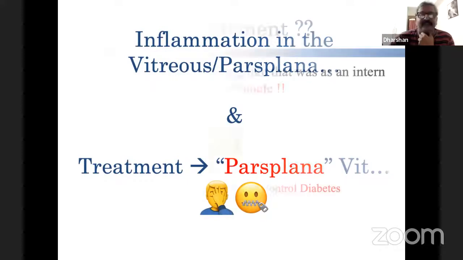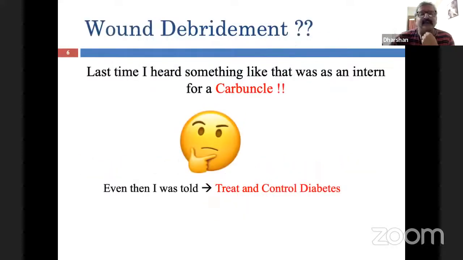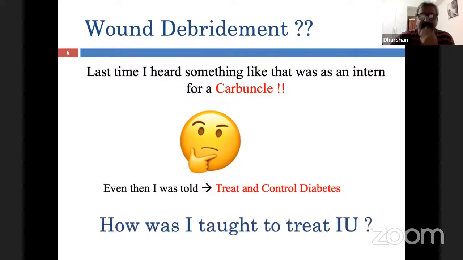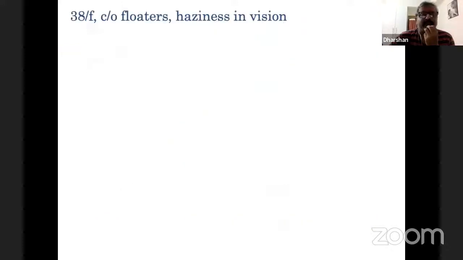But remember this condition. It is an inflammation of the vitreous and pars plana, and we are thinking of treatment with a pars plana vitrectomy. And it's really scary. The last time I heard about this was wound debridement. This looks like wound scratching. I heard something like that as an intern for a carbuncle. Even then, I was told that you treat and control the diabetes. That's the primary treatment.